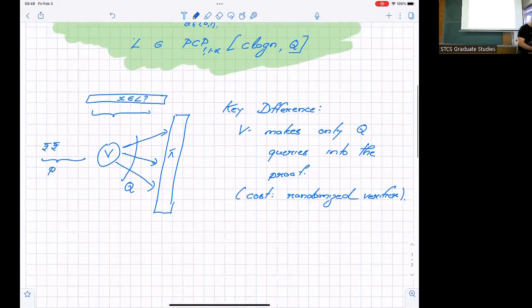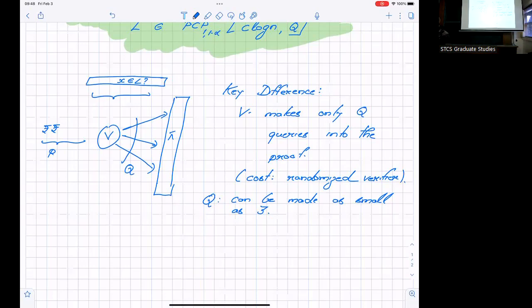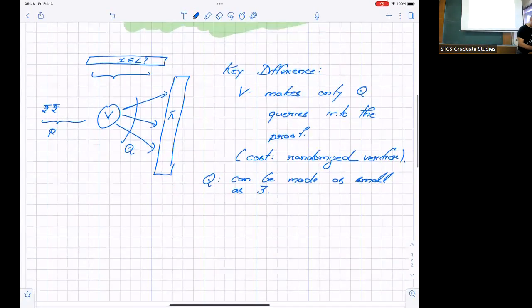And a couple of things. Observe that this Q can be made as small as 3. You can just look at 3 bits of the proof. You can ask why only 3, why can't we make it 2? The first problem set will be released today, and you will see that you can't have 2. Something wrong will happen if you reduce it further to 2 queries. 3 is the lowest. That's one observation.